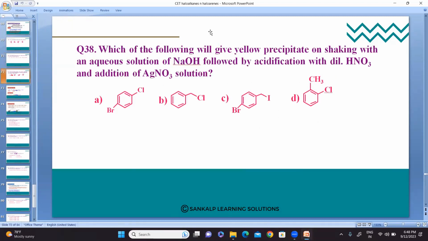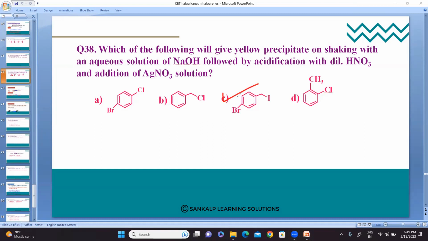Which of the following will give you a yellow precipitate on shaking with aqueous solution of NaOH, followed by acidification with dilute HNO3 and addition of AgNO3 solution? So the answer is C.